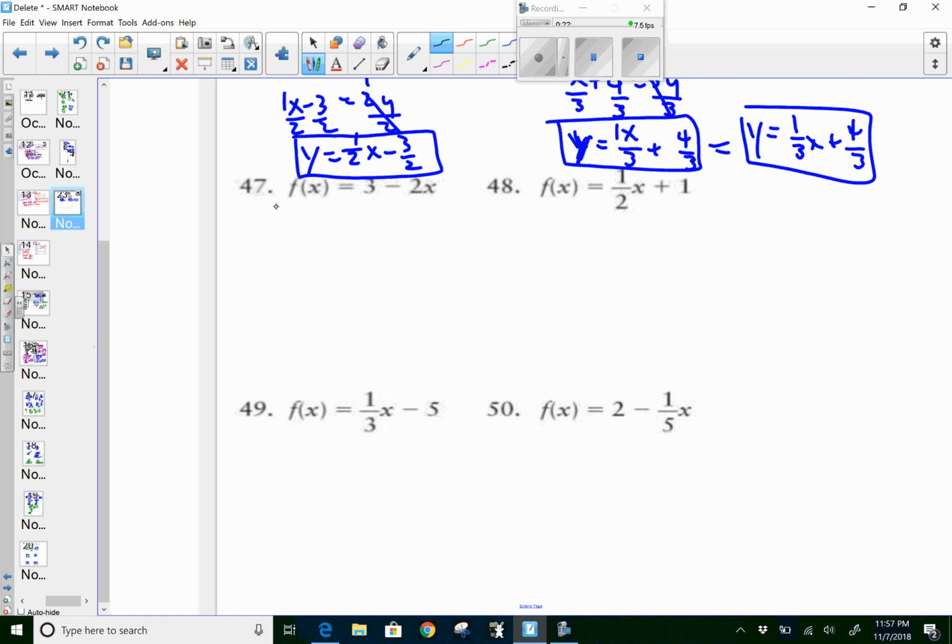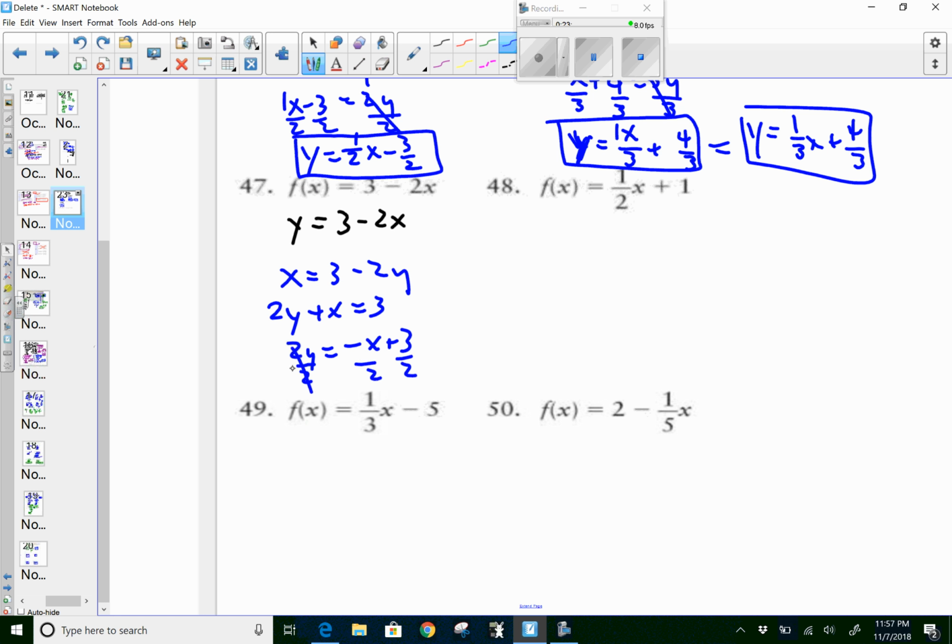So this is y is equal to 3 minus 2x. Now we're going to do the switch. So x is equal to 3 minus 2y. We want to get this y by itself. So I would add 2y to both sides. So 2y plus x is equal to 3. Subtract x. So I get 2y is equal to negative x plus 3, or 3 minus x, same thing. Divide both sides by 2. So I get y is equal to negative 1 half x plus 3 over 2.